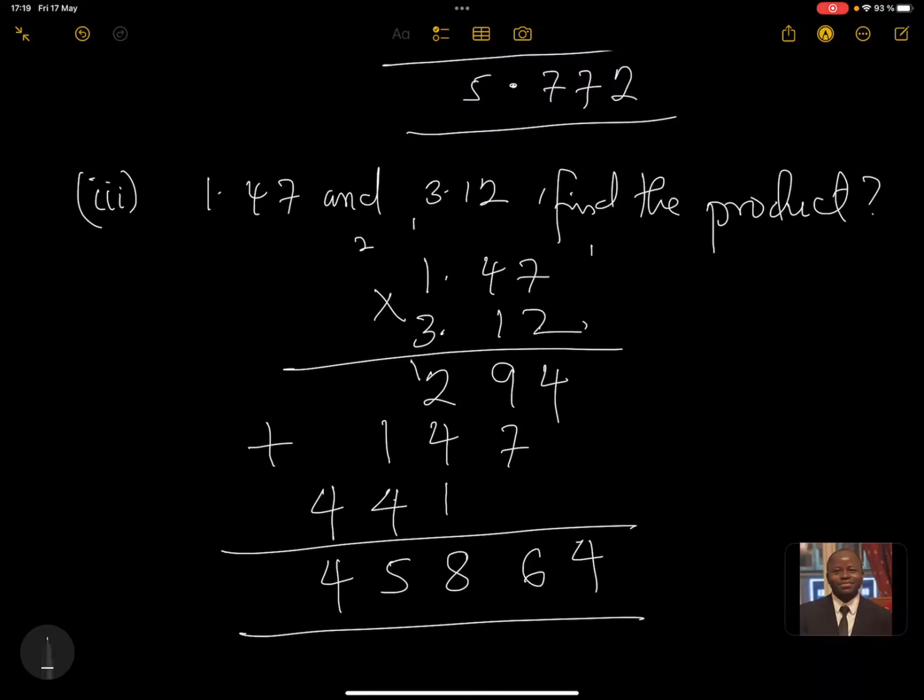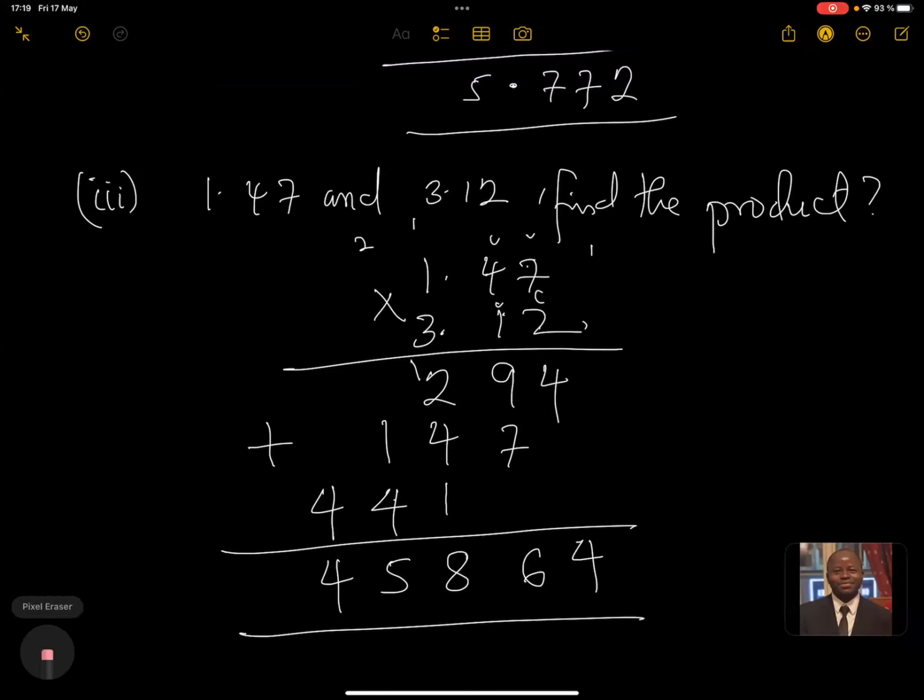So to put your point, you just count how many digits after the point in the numbers you have multiplied. In the first number, we have 1, 2, 2 digits. In the second number, we also have 1, 2, 2 digits. So all together, we have 1, 2, 3, 4. We have 4 digits after the point.